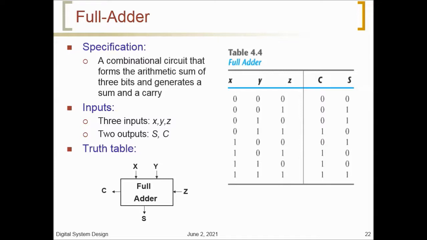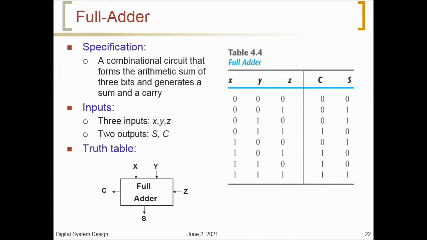The two outputs are designated by the symbols S for sum and C for carry. The binary variable S gives the value of the least significant bit of the sum. The binary variable C gives the output carry. The block diagram of a full adder is shown in this figure. The truth table for the full adder is listed.